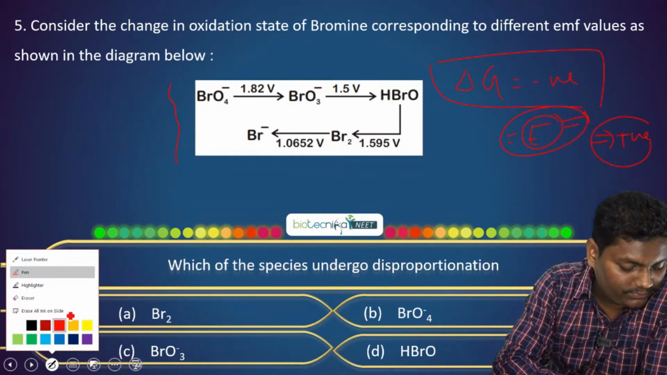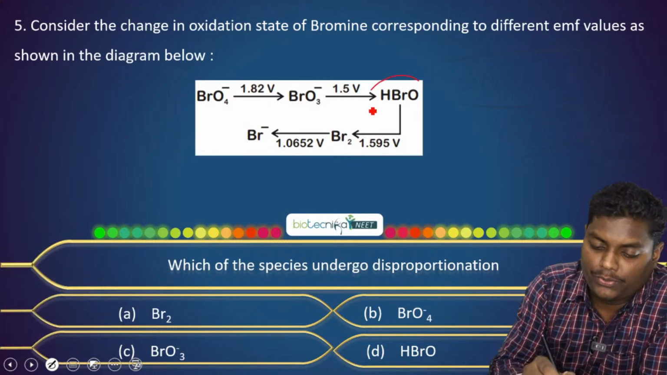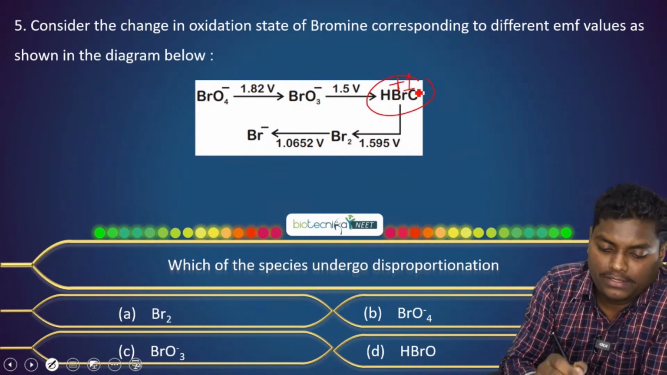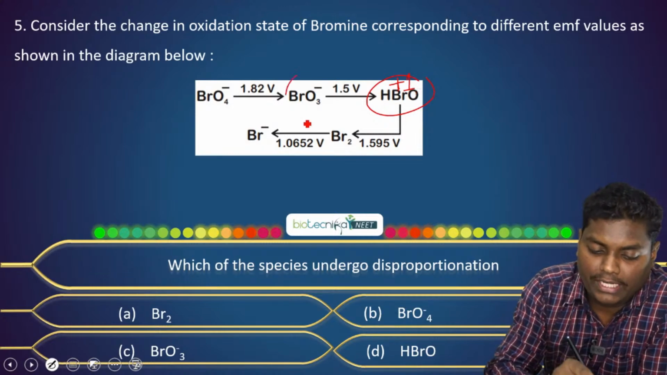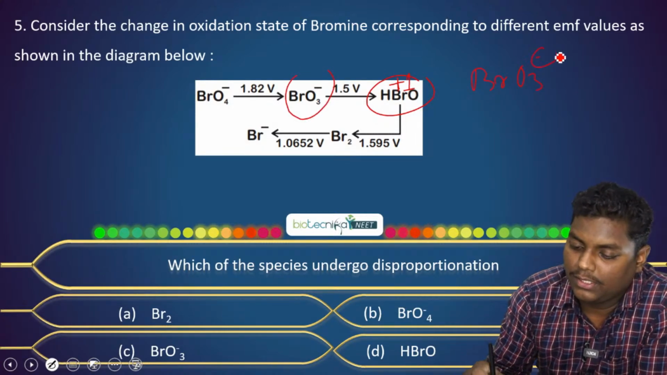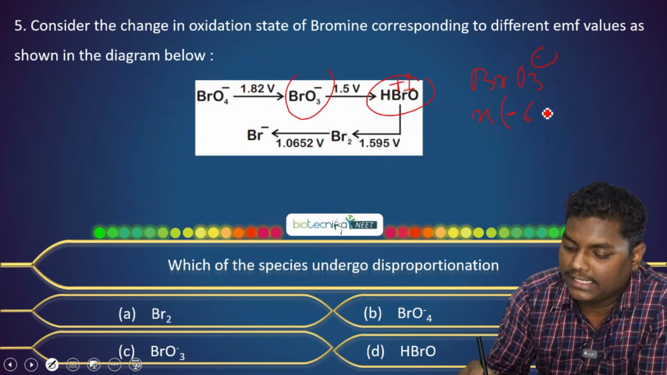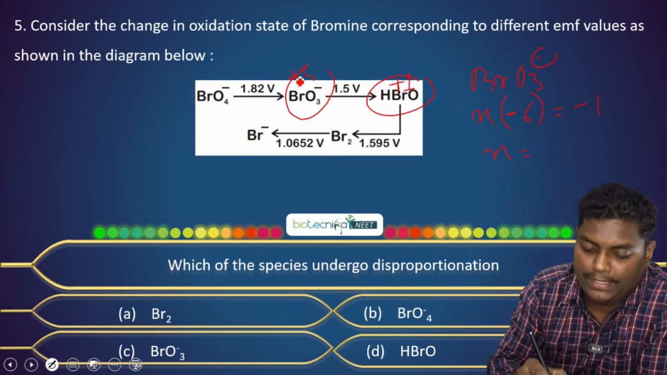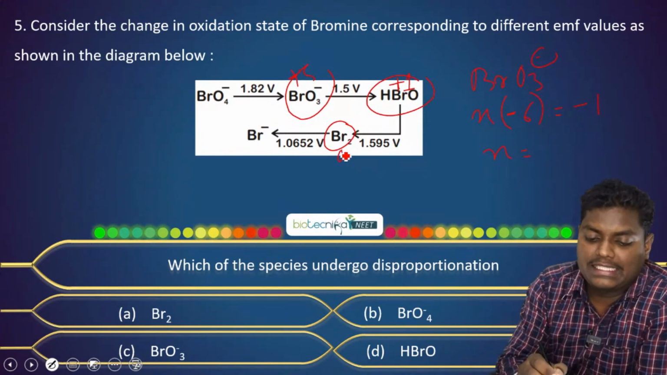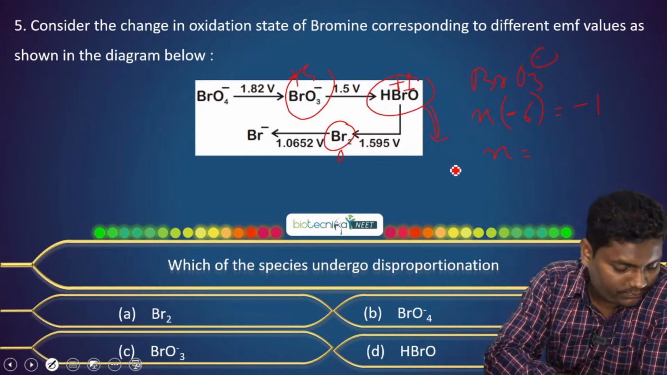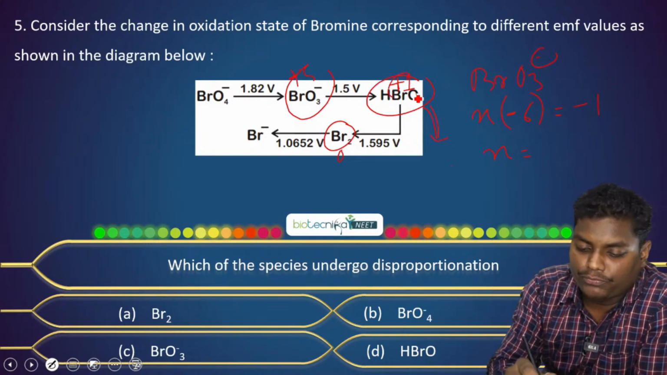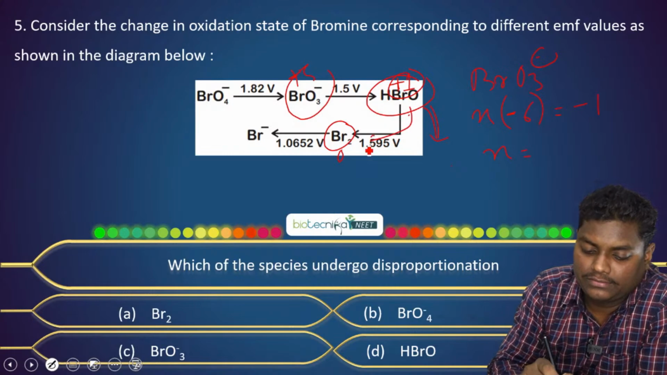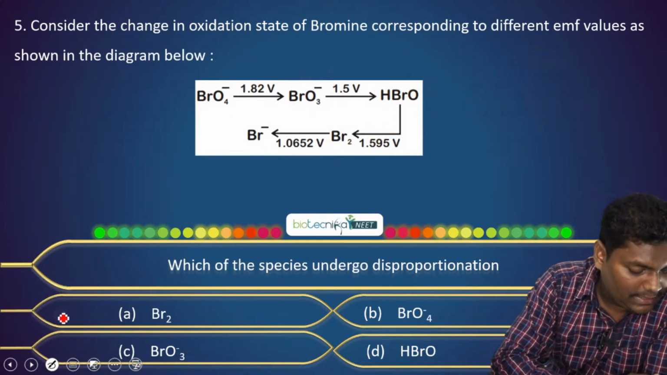Now you can check these things. Here you have HBrO, so here it's +1. Here you can find BrO3 minus: take X plus this minus 6, so it will be +5. Here the charge over bromine is +5, and for bromine here it's 0. So you can see here HBrO from the +1 state to 0. So what is happening here? It is getting converted.